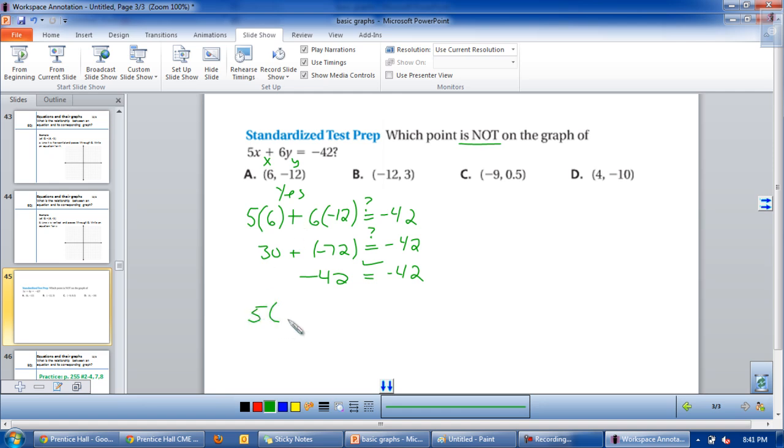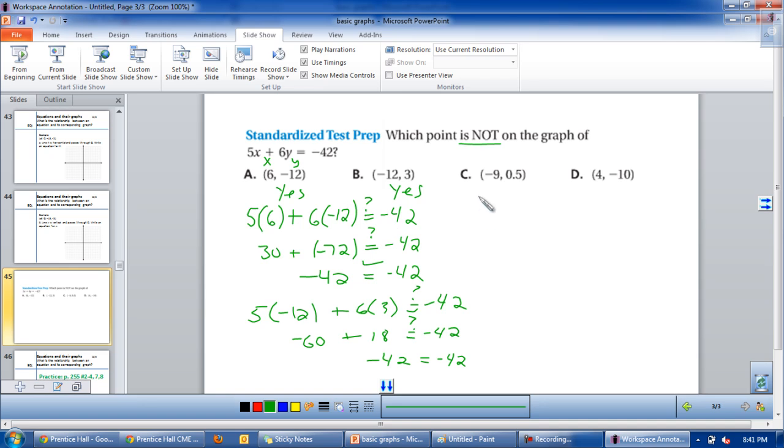5 times negative 12 plus 6 times 3. We want to see if it's equal to negative 42. 5 times negative 12, that's negative 60. Plus 18. Is that equal to negative 42? Looks like it does. So negative 42 equals negative 42. Alright, so this point is on the graph.